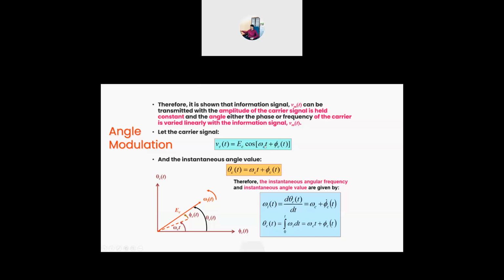If you change the frequency, it will change the angle. The angle is the entire of this. That's why it's angle modulation. So therefore, it is shown that information signal VMT can be transmitted with the amplitude of the carrier signal held constant and the angle, either the phase or the frequency. You can see either the phase or frequency of the carrier is varied linearly with the information signal VMT.